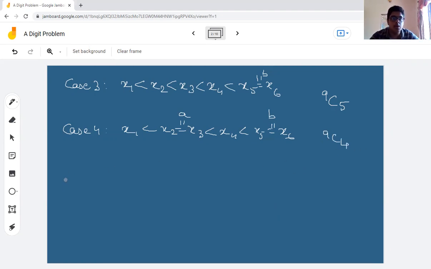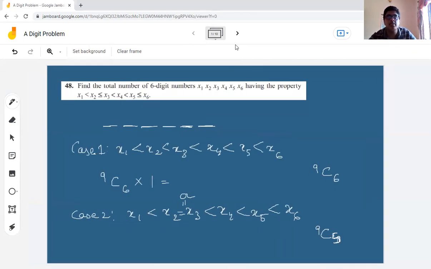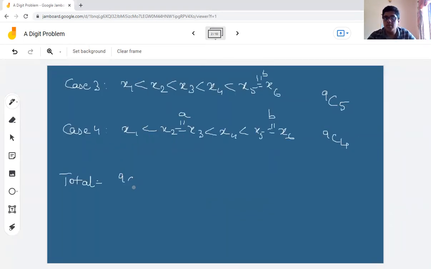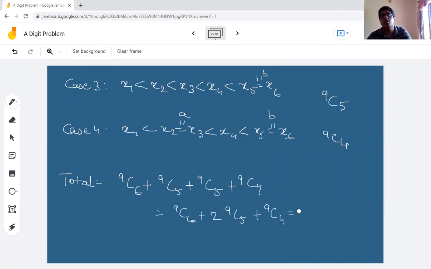These are the only possible cases, so the total would be this. The first case is 9 choose 6. The second, we found to be 9 choose 5. The third case, 9 choose 5 again. And case 4, 9 choose 4. So the total came out to be 9 choose 6 plus twice 9 choose 5 plus 9 choose 4. This came out to be 462. You could calculate this, it's not very hard. So the answer came out to be 462.